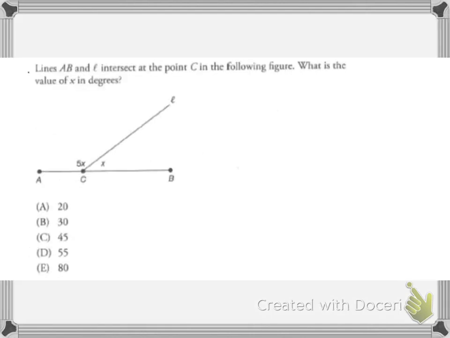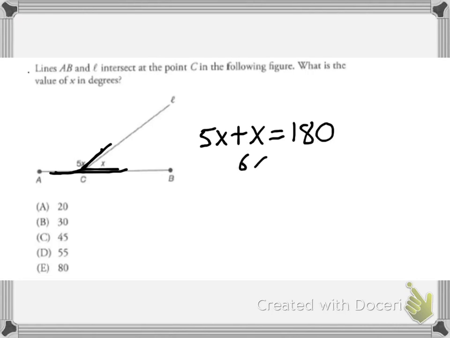Question 2. The lines A and B and L intersect at point C on the following figure. What is the value of x in degrees? Well, just like we stated, a straight line is 180 degrees. So these two angles together, this one and this one, form a straight line. So they should add up to 180 degrees. So 5x plus x has to equal 180 degrees. Well, 5x plus 1x is 6x equals 180. And we divide each side by 6, and I get that x is equal to 30.